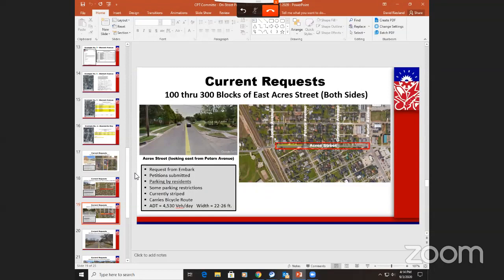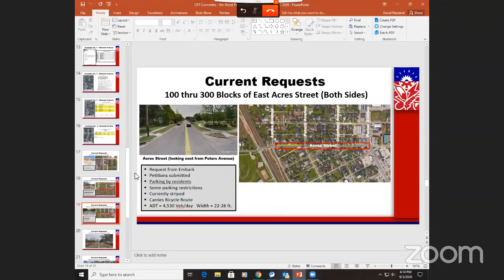And the third request was the one submitted by Embark. For the 100 through the 300 blocks of East Acres, the restriction request is for both sides of the street. They did have some petitions. They got 60% on 2 of the 3 blocks, but not on the 3rd block.